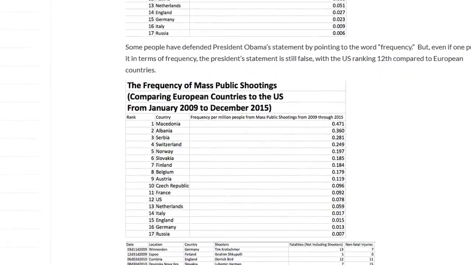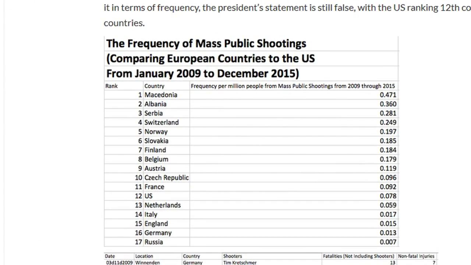Okay, so where we left off, they said that accounting for population, the U.S. still ranks higher. But if we look at this, we see that this is frequency per million people from mass public shootings from 2009 to 2015, so it is being adjusted for population, and the US is still number 12. A few of the countries that they list are below the US on this, but a few of the countries they list are also above the US on this.